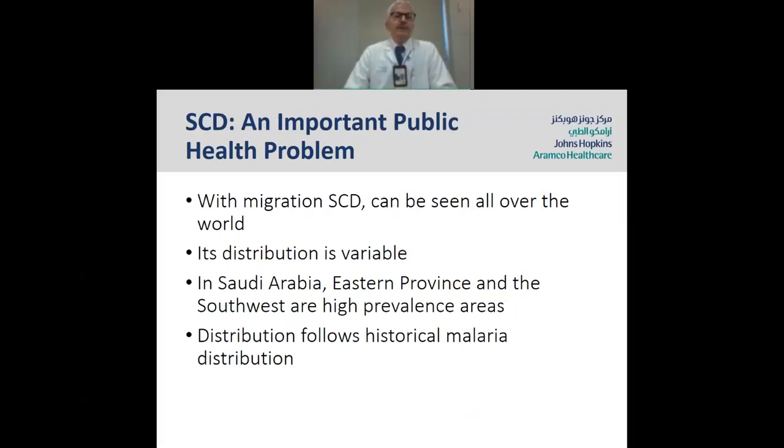So how important a public health problem is sickle cell disease? With migration, sickle cell disease is seen all over the world. In the United States, in South Africa, South America, anywhere in the world you can find it. But its distribution is very variable, even in a close community. In Saudi Arabia, as I've shown you, the Eastern Province and Southwest have the highest, followed by the Northwest. And the distribution follows historical malaria distribution. It seems people who are carriers for sickle cell disease have some protection, but that's another subject we leave there.